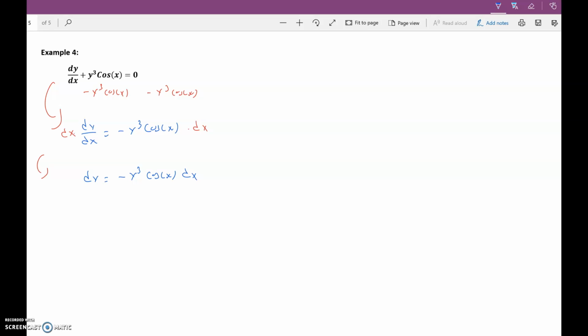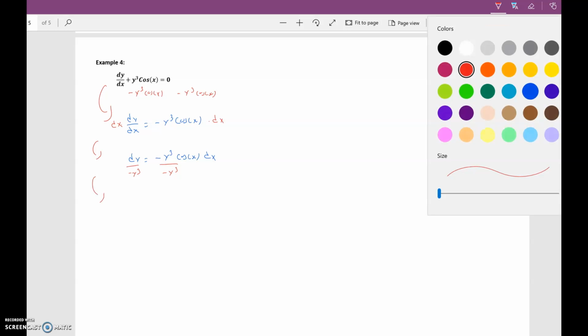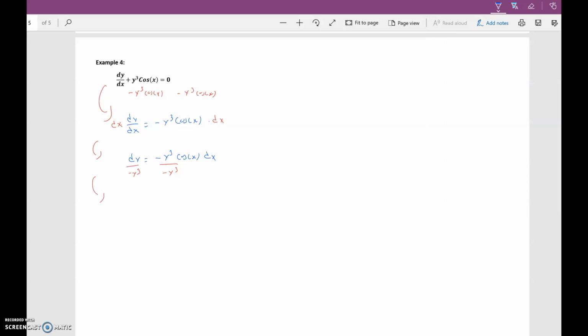And then at this point, let me actually divide by the negative y to the third. So divide by negative y to the third. And just before we integrate, we're looking at the following equation. So this is going to be dy over negative y to the third. This is equivalent to a cosine of x dx.